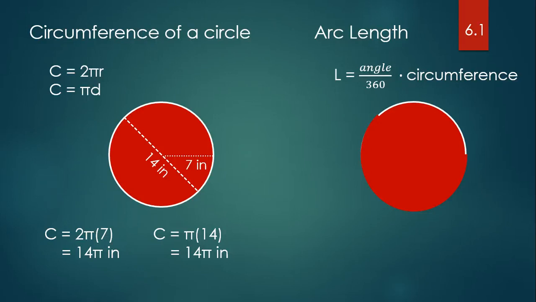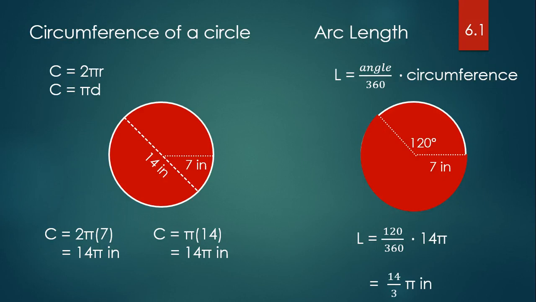So suppose in this case this arc is formed by a 120 degree angle, and we still have our 7-inch radius circle. So to find the arc length, we can take 120 divided by 360 and multiply that times the circumference, which we've already found to be 14 pi. And in this case, we would see that the arc length is 14/3 pi inches.